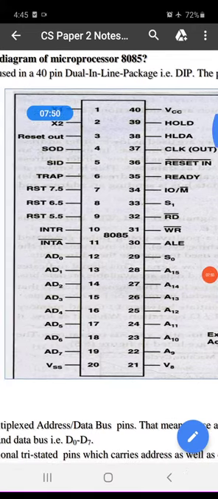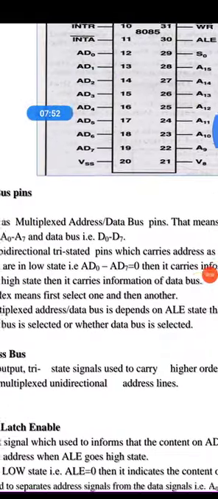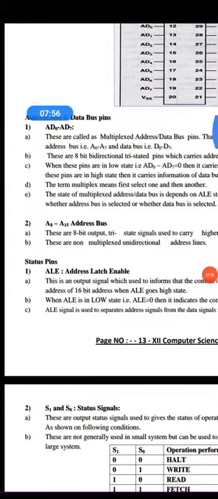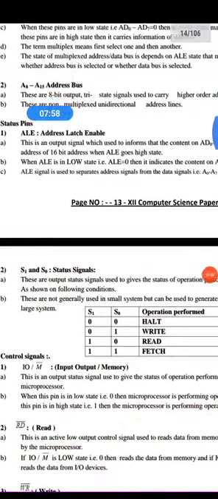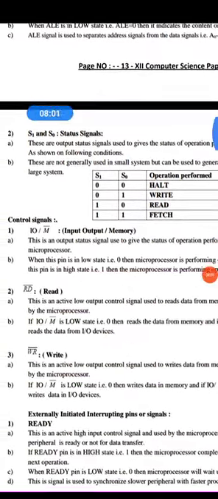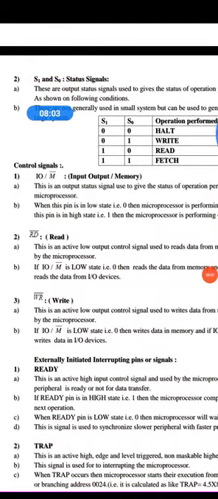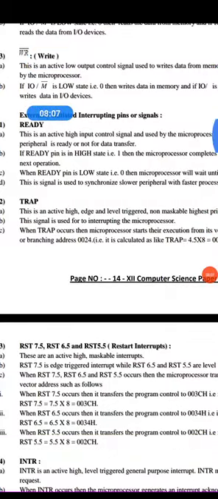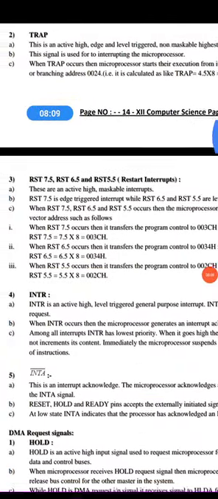So you have to draw this pinout in your notebook and write all these pins. See this description. I will send you the details of every pin afterward.